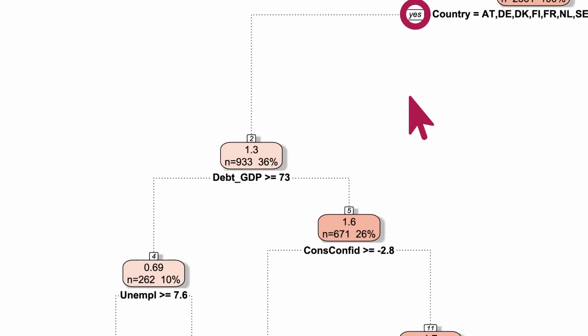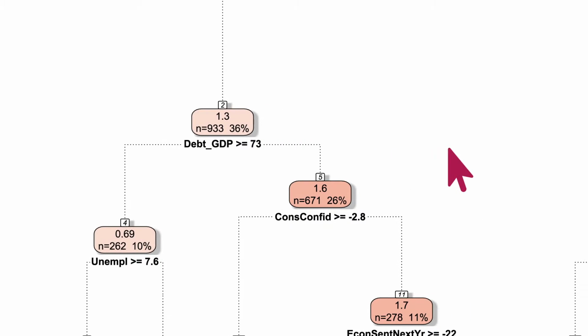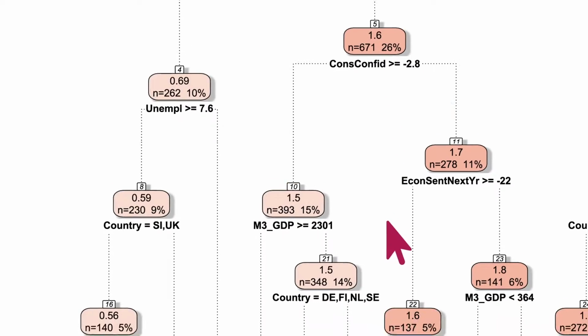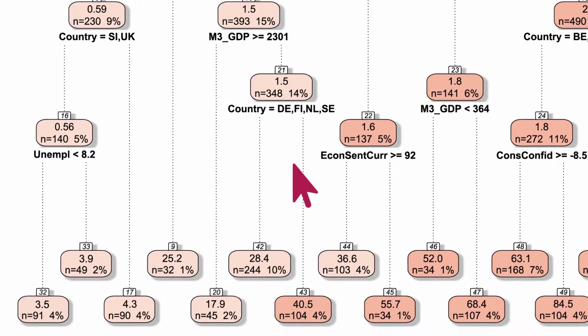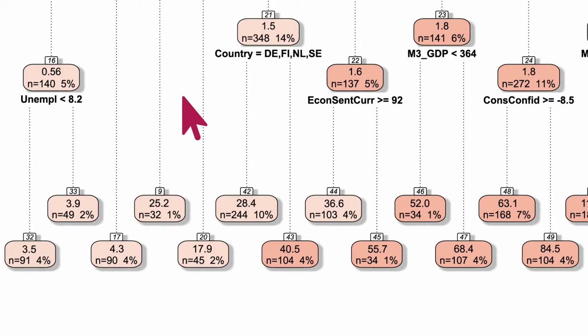Now you are in a new node: Debt GDP greater than or equal to 73. What we are asking you now is about the level of the ratio debt over GDP, specifically if it is greater than or equal to 73%. Again, depending on your answer, you move on the left if yes, or on the right if no. And so on for all other nodes. Follow your path depending on yes or no to the question in each node.